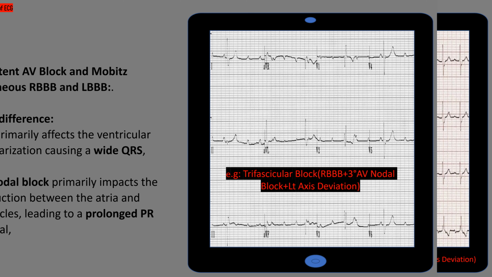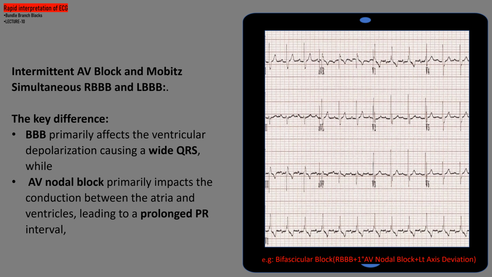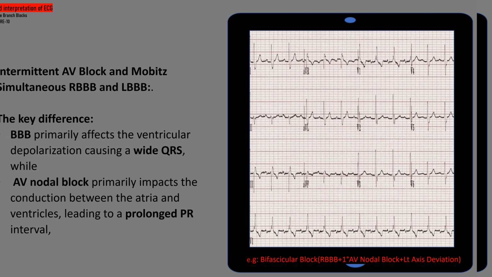Another condition to watch for is Mobitz type 2 second-degree atrioventricular block. This is characterized by intermittent non-conducted P waves, but without the progressive prolongation of the PR interval. When this occurs alongside an intermittent bundle branch block, it serves as a warning sign that the condition may progress to a complete atrioventricular block.